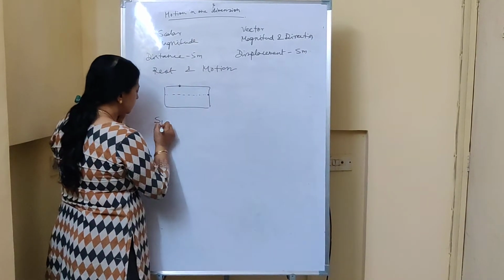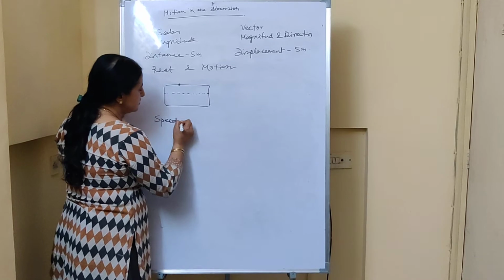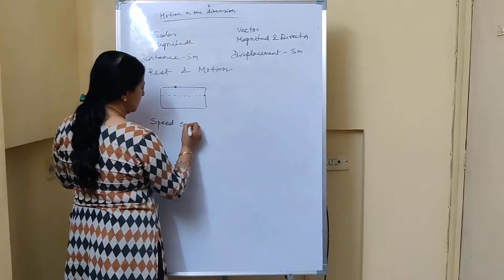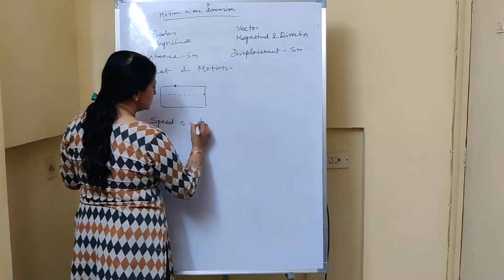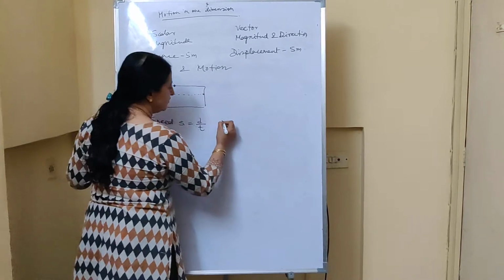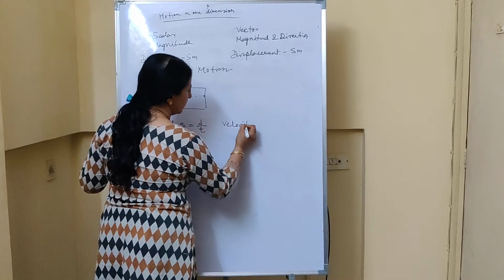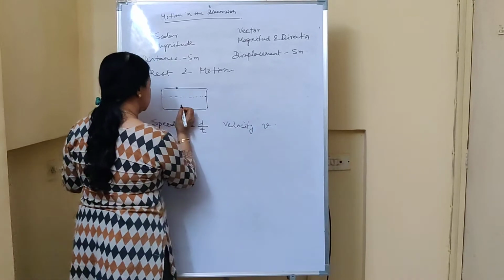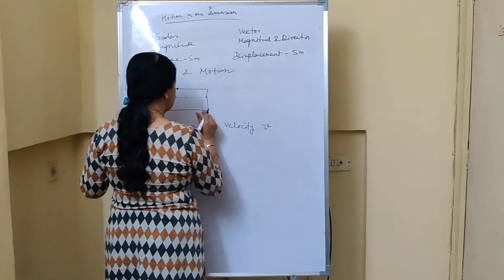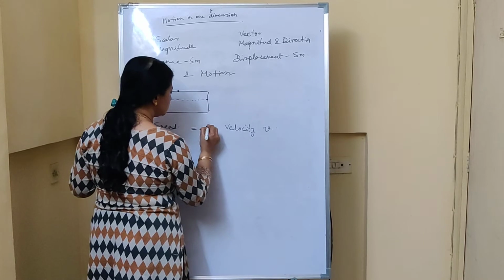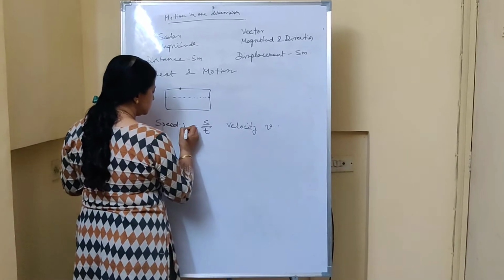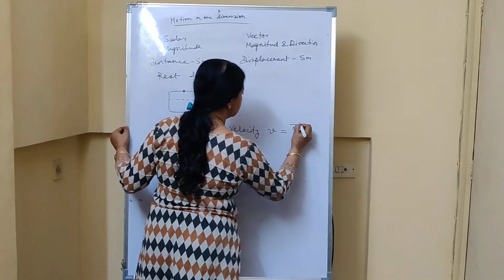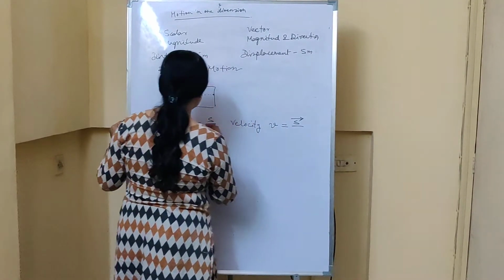After that, the term speed. Speed is equal to distance by time. So we represent speed with S. It is equal to distance by time. And velocity. Velocity is equal to displacement by time. Children, in your books, distance is represented with S and velocity is represented with V. So we are using that symbol only.